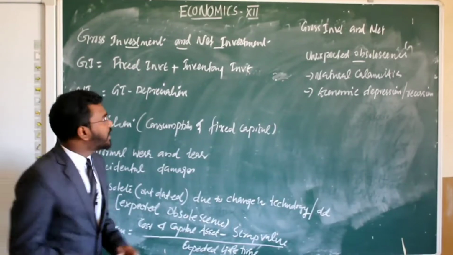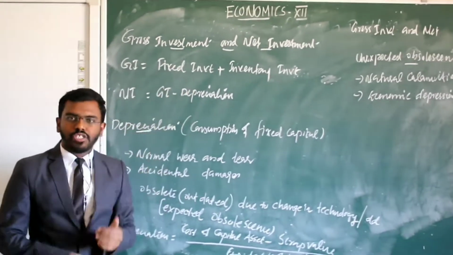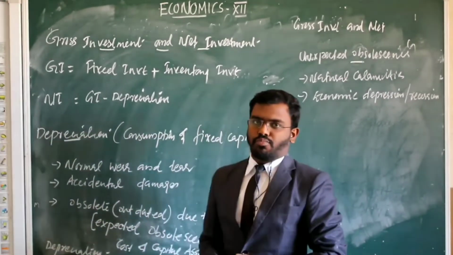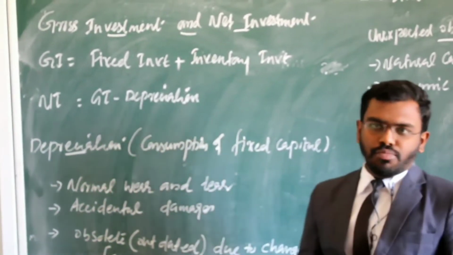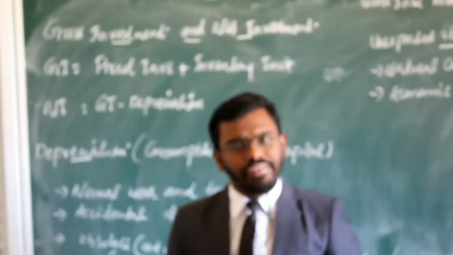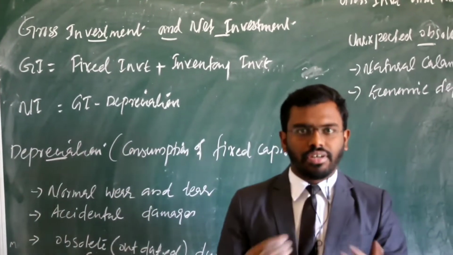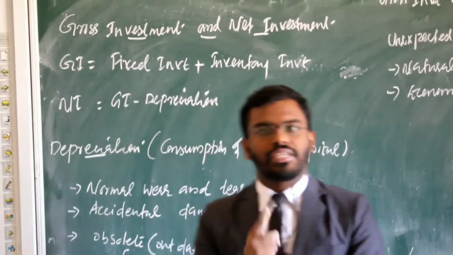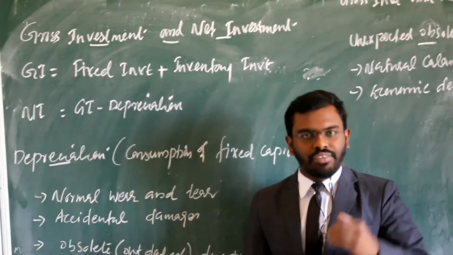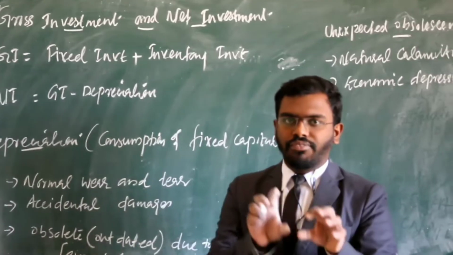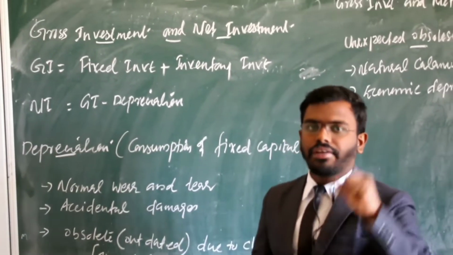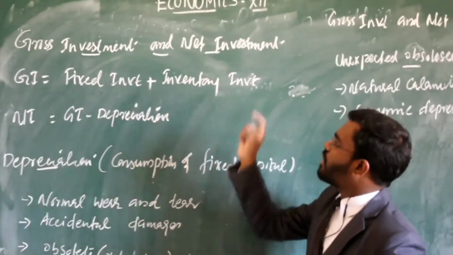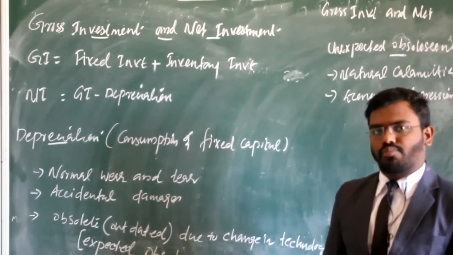So next, another way of classification of investment is gross investment and net investment. Gross investment means total investment. Previously we studied two types of investment: first, fixed investment, and second, inventory investment. If we add both investments, then what will we get? We will get gross investment.